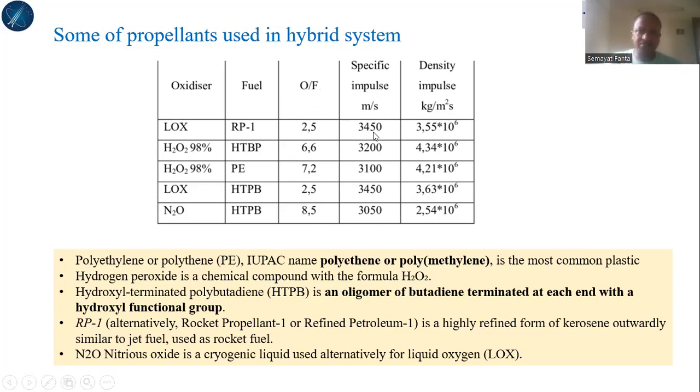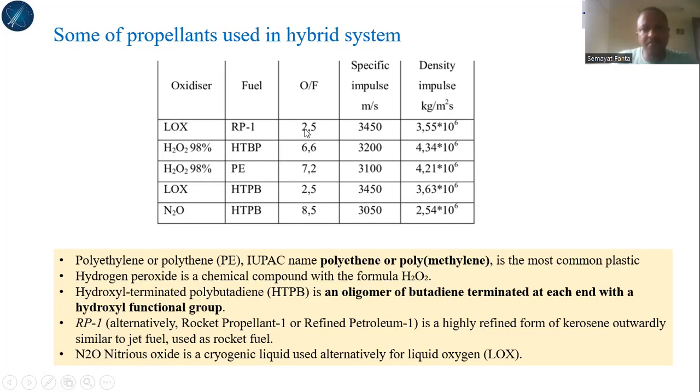Specific impulse is another thing. Specific impulse in meter per second. Density of the fuel, or density impulse. That is kilogram per meter squared per second. This impulse comes because second is there. So for example, for this combination, we can get three. It should be 3.55 times 10 to the power of 6. Here it is 3450 meter per second. So you can make a comparison between each of the combinations, which one gives you an optimum combination, which one is least. So the selection depends on our requirement.